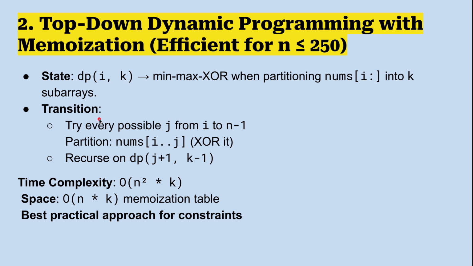So the transitions for every possible j, let's say, is from I to n minus 1. The partition will be on I to j, and we will XOR it, right? Then we recurse on DP j plus 1, k minus 1, correct? Because we will traverse all the possible j, the time will be n square into k, where k is the number of partitions. And space will be n into k because we will use the memoization table. So this approach is the best approach for the given constraint.